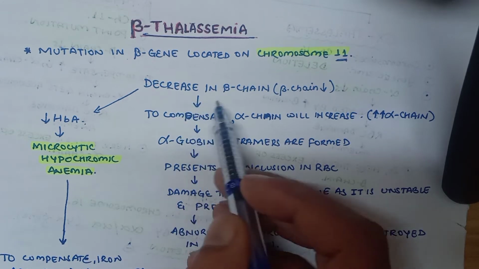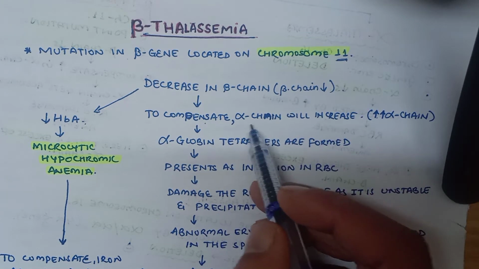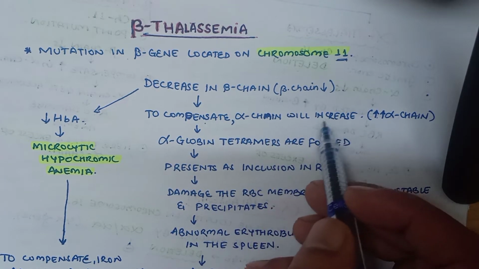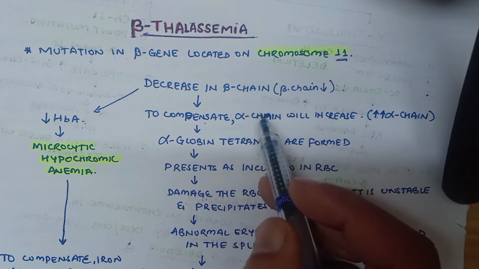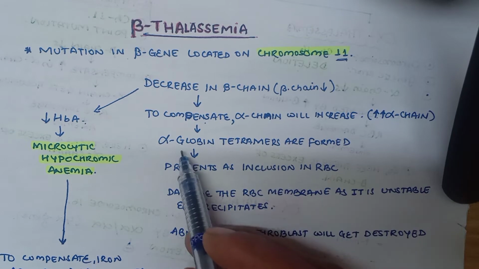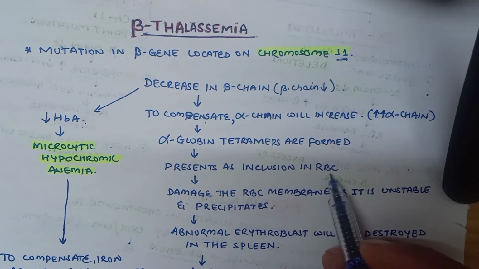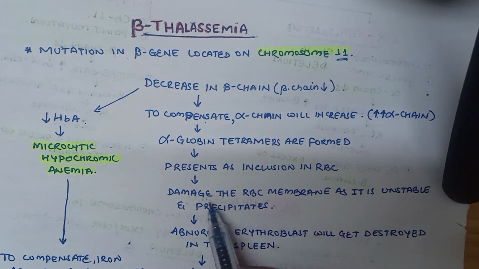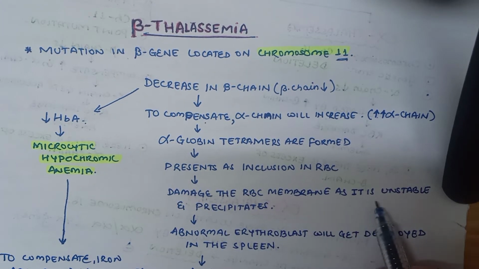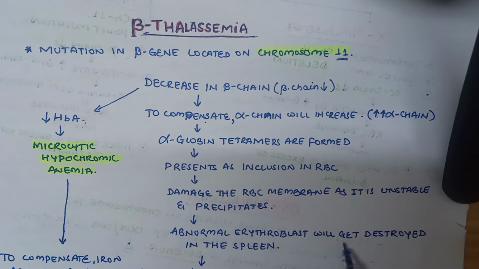So when there is a decrease in beta chain, alpha chain will increase to compensate for the loss of beta chain. So there will be formation of alpha globin tetramers. These alpha globin tetramers will be present as inclusions in the RBC. This will cause damage to the RBC membrane as it is unstable and precipitates. These abnormal erythroblasts will get destroyed in the spleen. This will result in anemia.